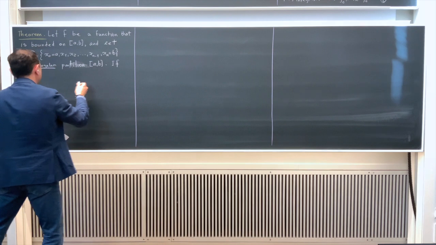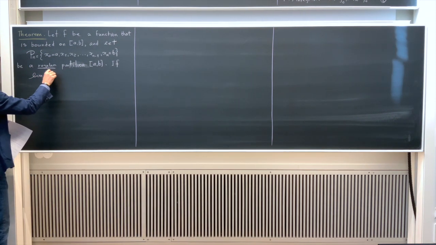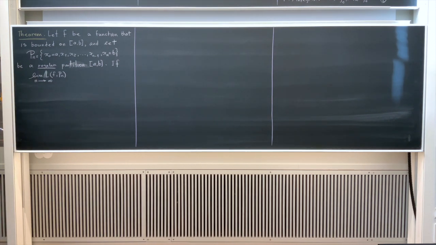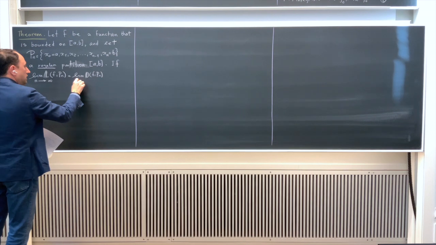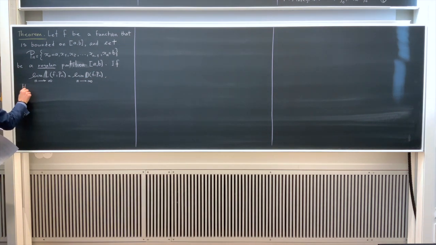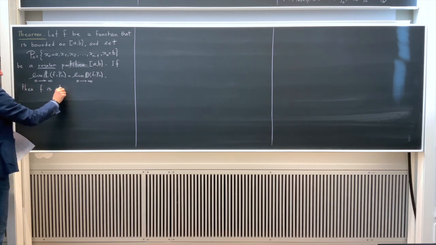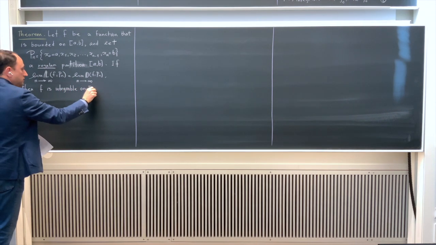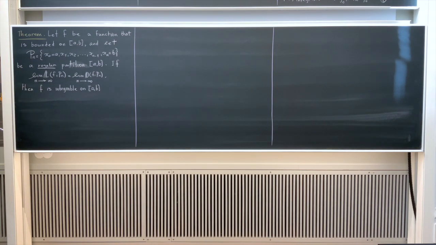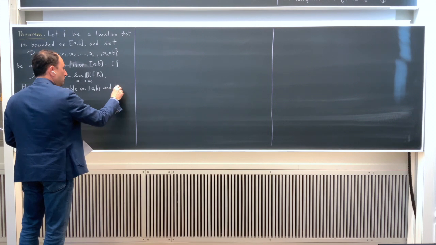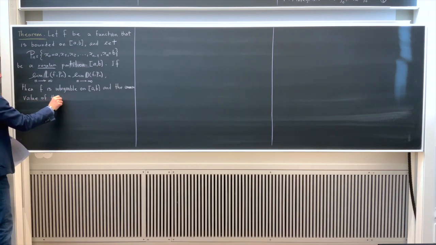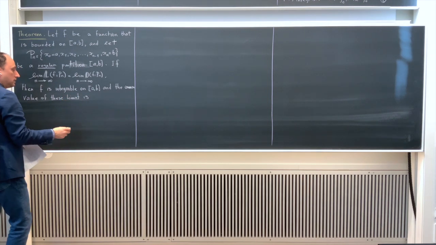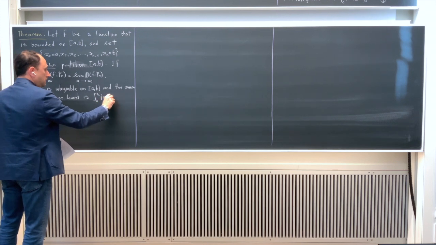We have this. If the limit of the lower sum L(f, P_n), when I increase n indefinitely, becomes equal to the limit of the upper sum U(f, P_n) when n goes to infinity, then f is integrable on this interval, and the common value of these limits is the integral from a to b of f of x dx.